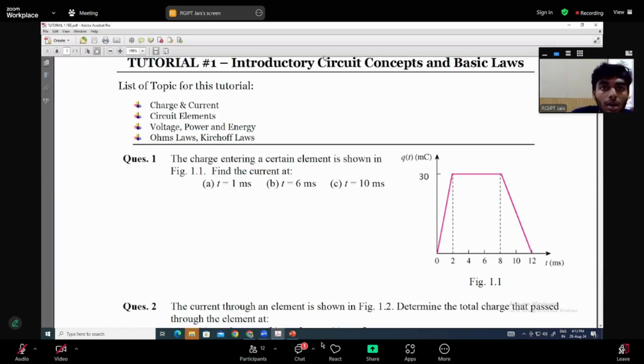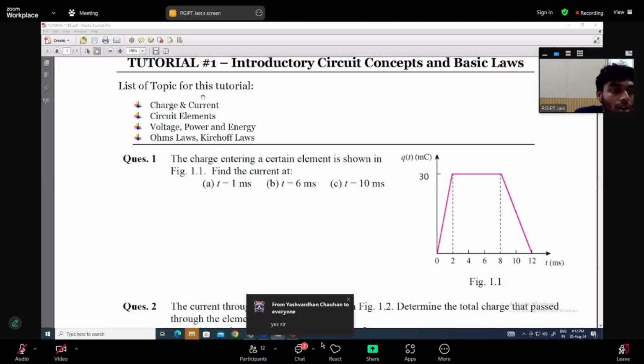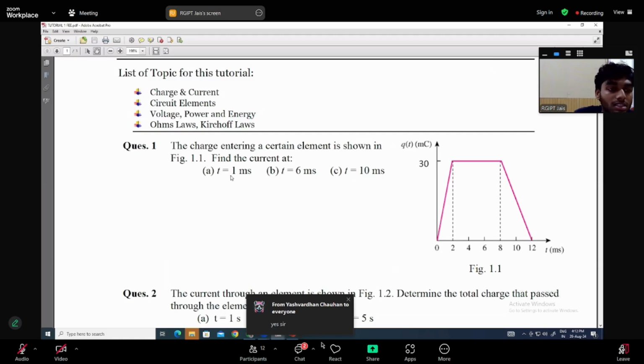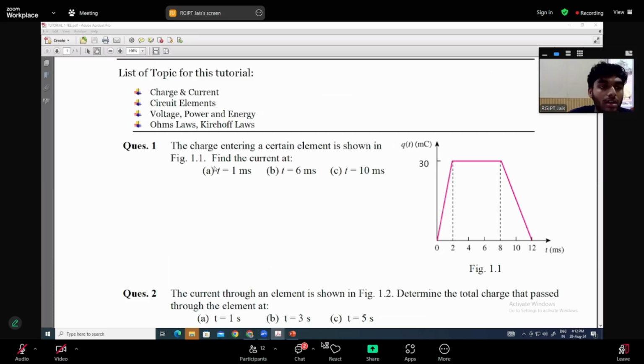Am I audible? Can anyone share? If you want to try, then send me the answers in the chat. If any doubt, then I will solve that. Reply in the chat. How can I even know whether you are getting it? Try for t equals 6 millisecond and type your answers in the chat. I will be seeing.